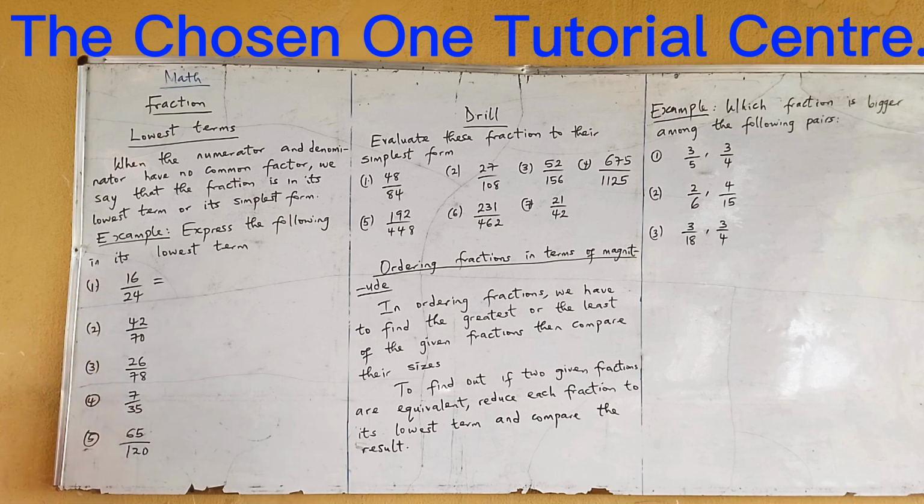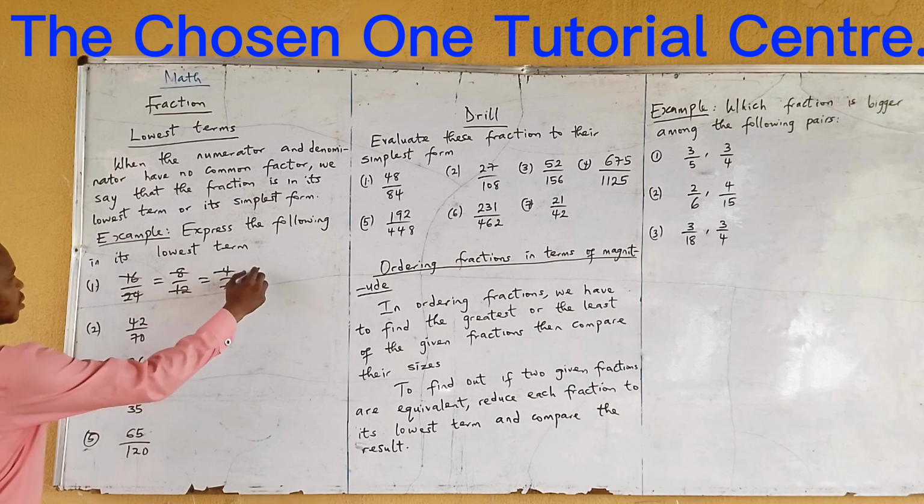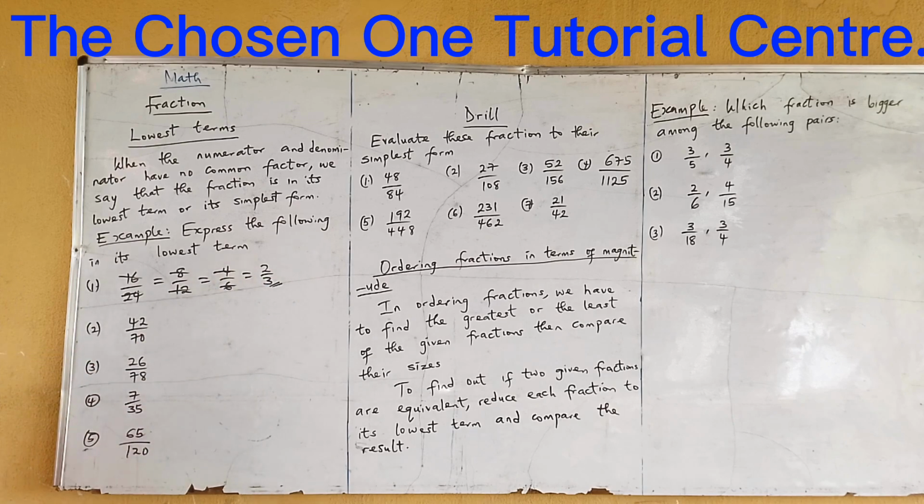We have 16 over 24 here. We are going to use 2 to reduce it first. Since both are even numbers, we are going to have 8 over 12. 2 again, that will be 4 over 6. We can still use 2 again. That will be 2 over 3. So there is no way we can reduce it again. That is our final answer.